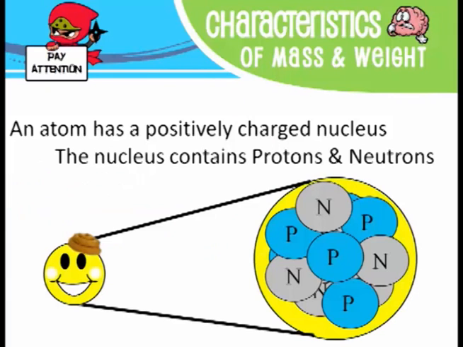The nucleus is made up of these things called protons and neutrons, which we're going to talk about in a little bit. Protons and neutrons are about the same size. They weigh about the same exact amount. The difference is protons are positive and neutrons are neutral. They have no charge. So if you take something that has no charge and you mix it with something that has positive charge, the net cluster, that grouping, will end up being a positive charge. So that nucleus ends up being positively charged.